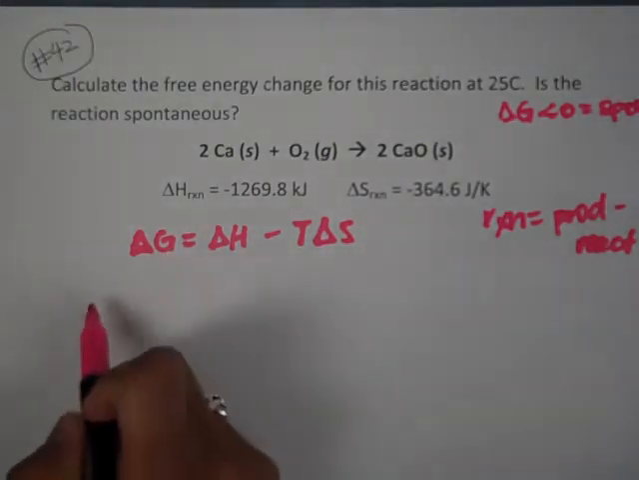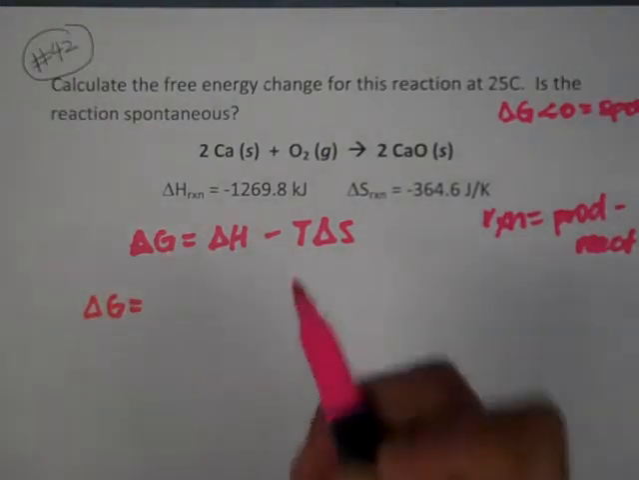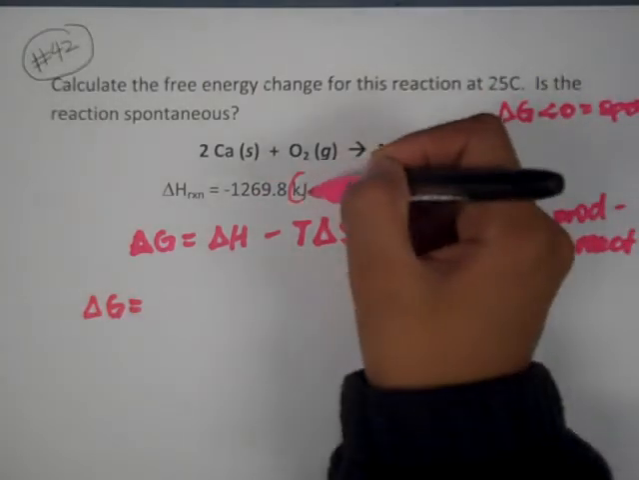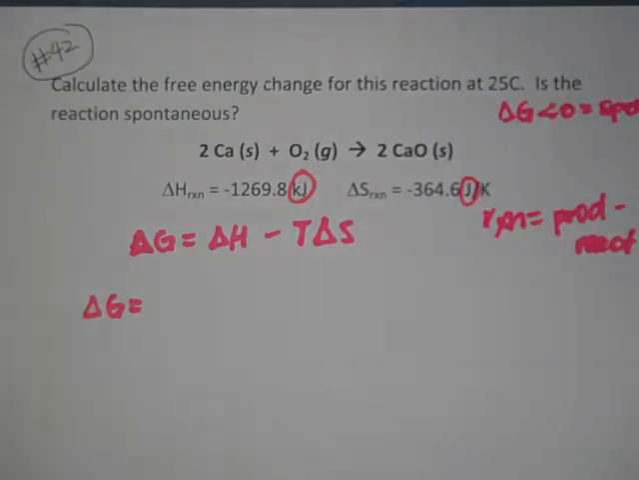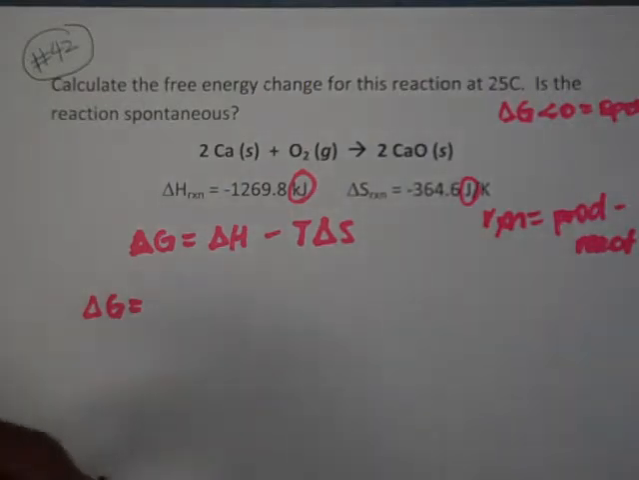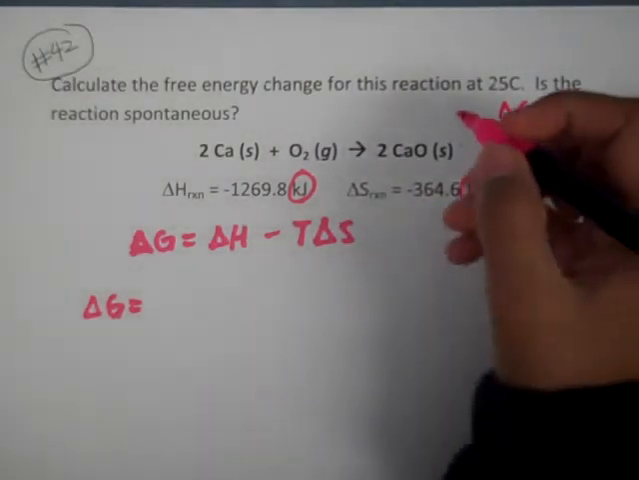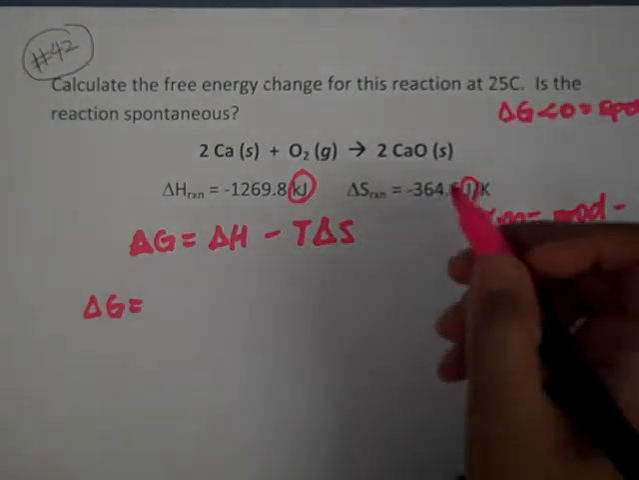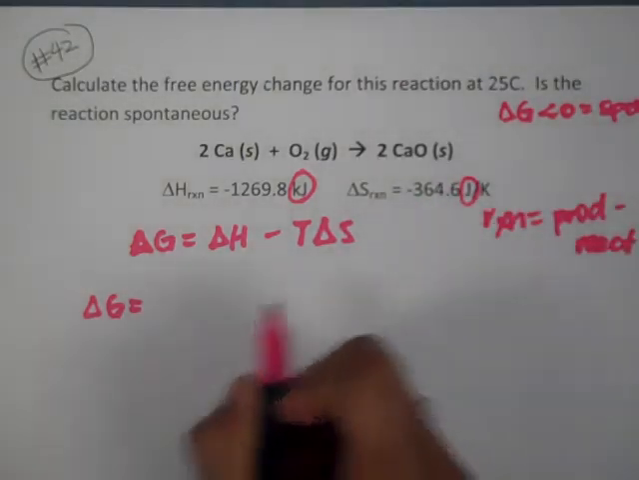So in this problem, we're just going to solve for delta G. We have delta H. If you notice off the bat, this is joules, this is kilojoules. Typically, it doesn't matter which one you convert, but I would just convert the joules to kilojoules because it'll be easier for the final answer and it'll be a smaller number. So I would convert this to 0.364.